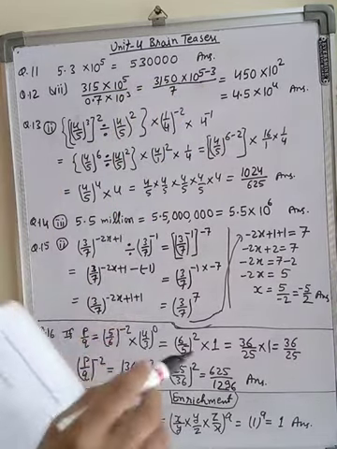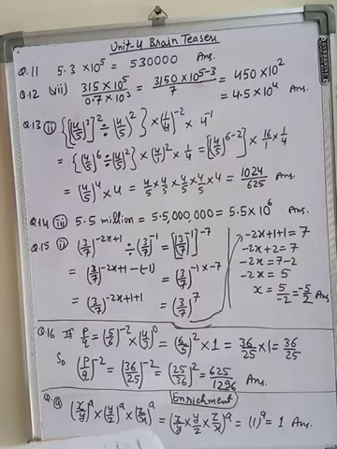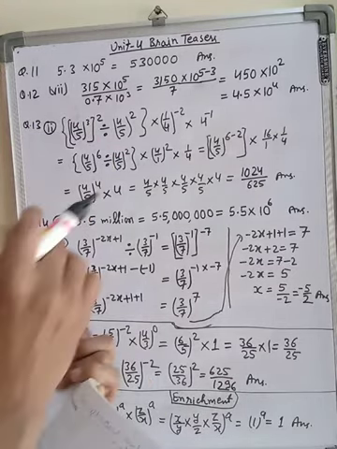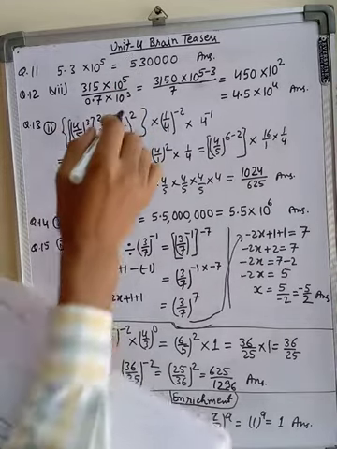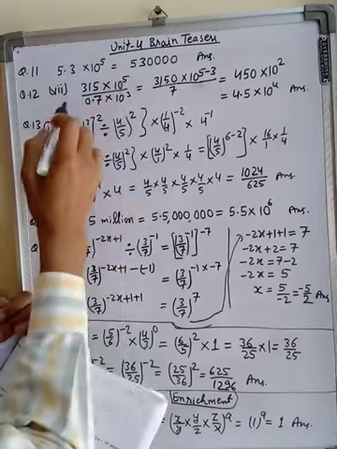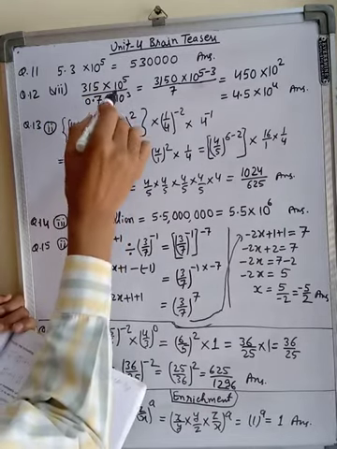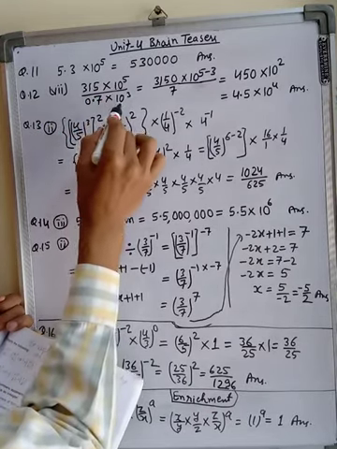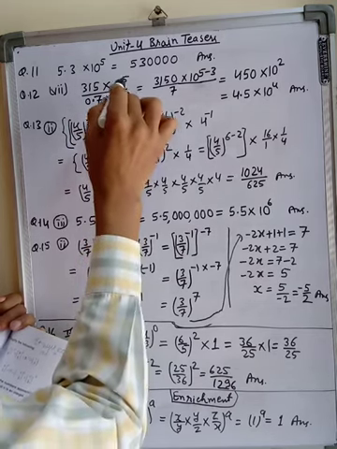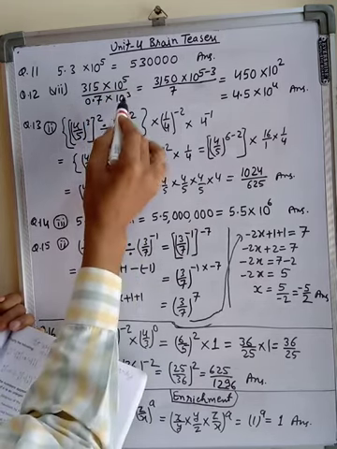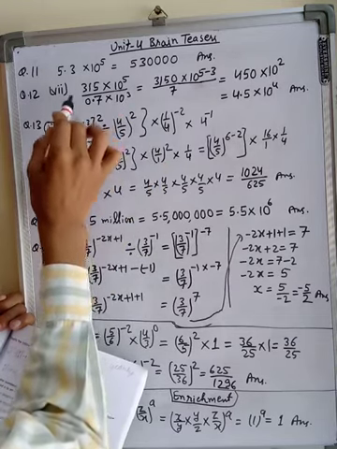Question number 12. This is the expression, and it asks: write the following number into k into 10 to the power n form. Means scientific form, you have to write k into 10 to the power n. So first of all, how will we solve? You see such type of question. This 10 to the power 5 and 10 to the power 3 will be solved with each other. So it will become 5 minus 3 by the law of exponent, and we will divide this.